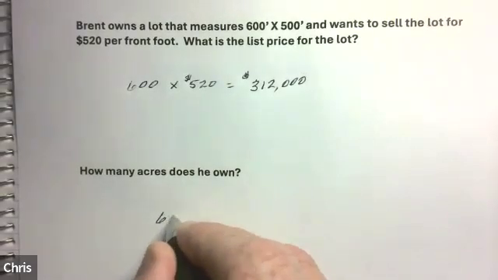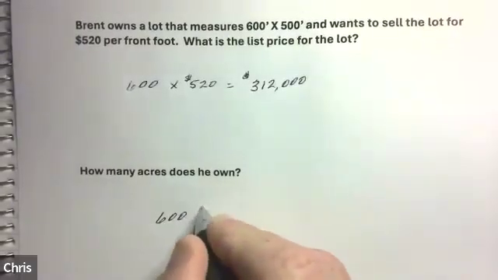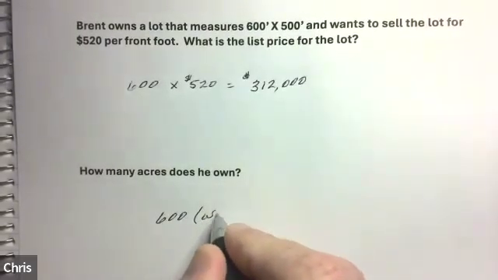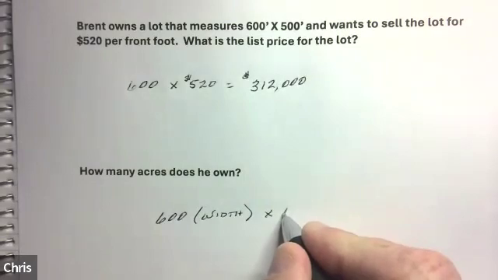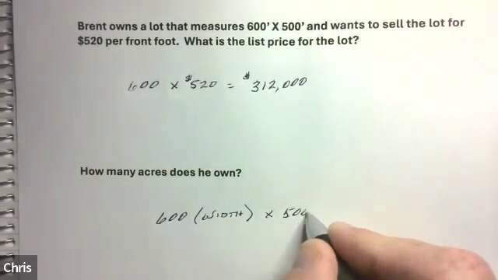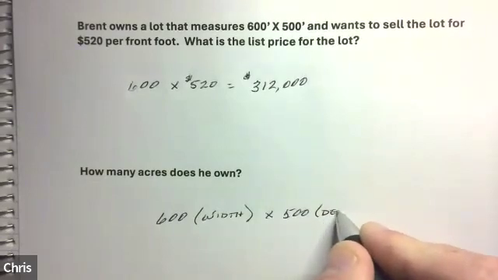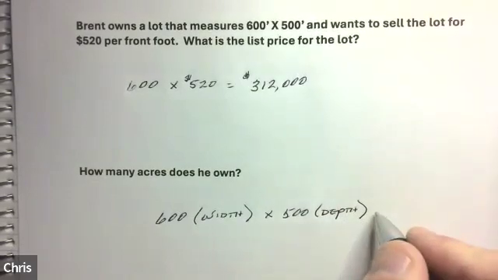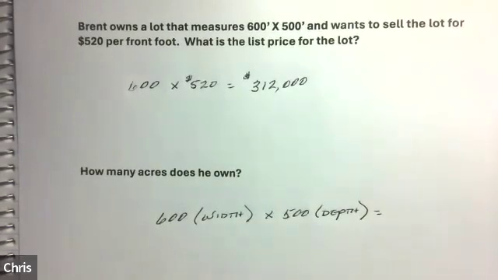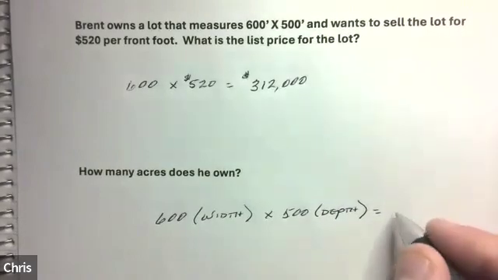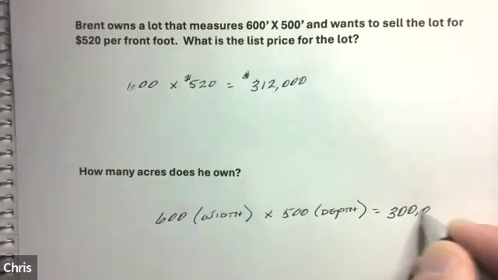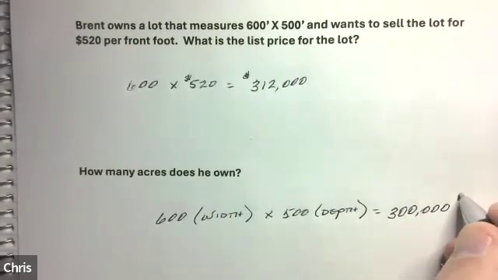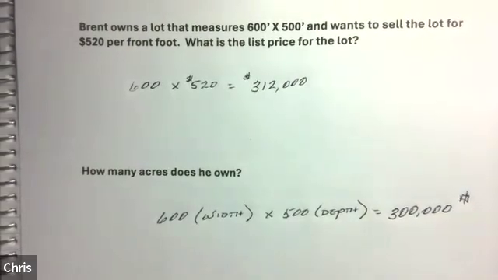So 600 feet is the width of the property, times 500, which is the length or depth of the property line. Okay, and in this particular case, let's make sure I get the zeros correct. 600 times 500 is 300,000 square feet. So linear feet times linear feet tells you the number of square feet on this particular property.